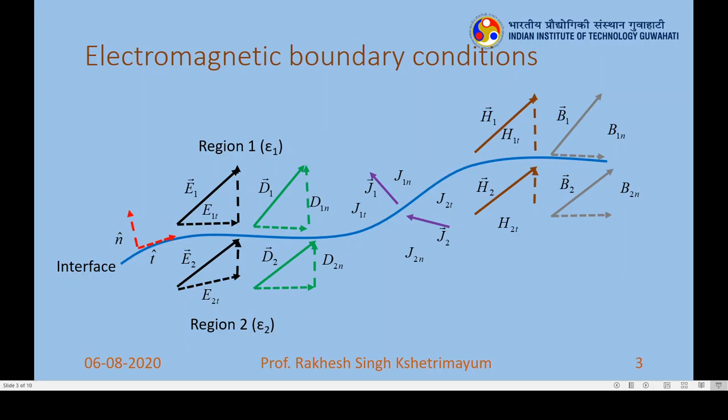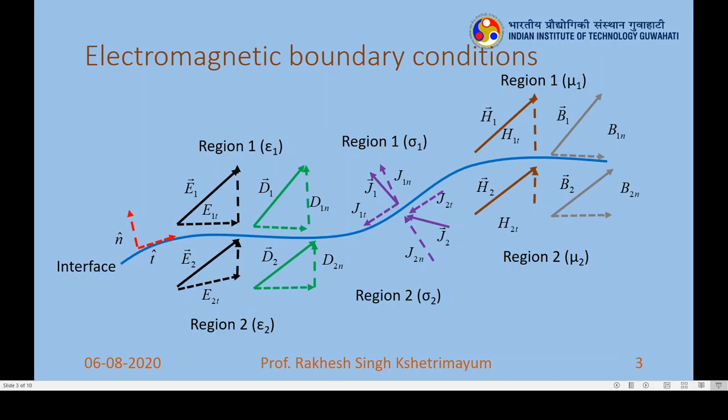When we consider the electric current boundary conditions, we will find the relations between J1N and J2N and between J1T and J2T, which are the tangential and normal components of the current density vector in regions 1 and 2. The two regions would be one conductor with conductivity sigma 1 and another conductor with conductivity sigma 2.